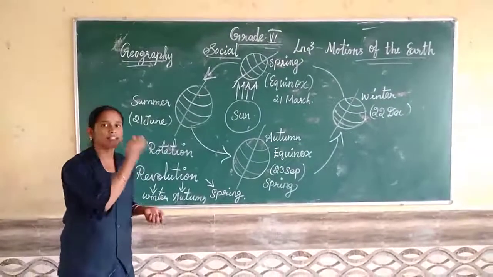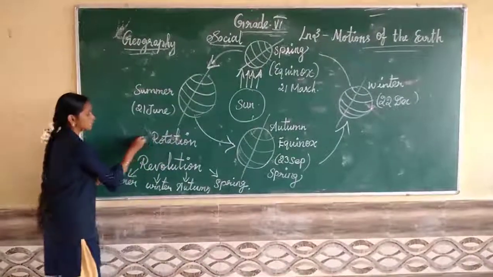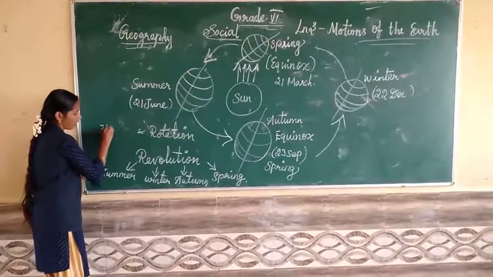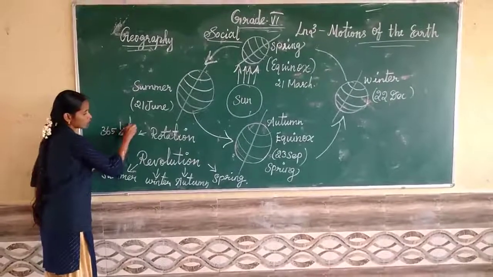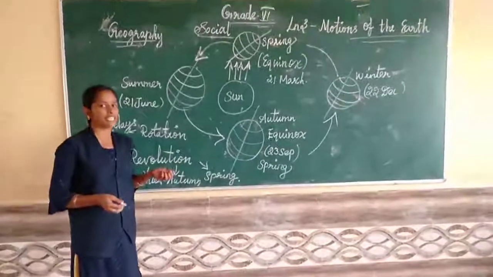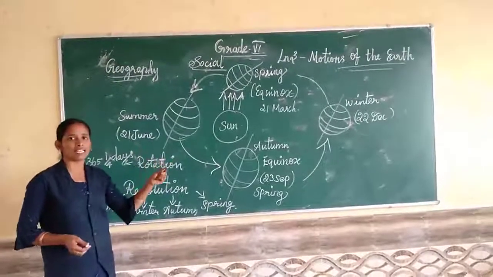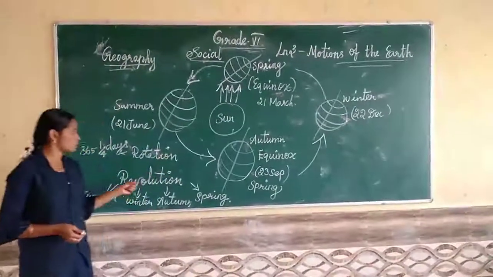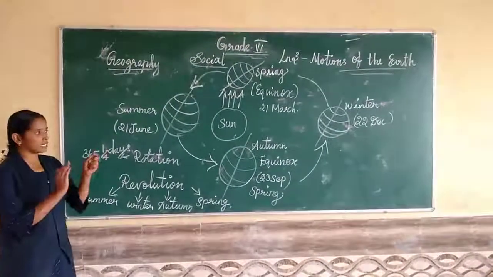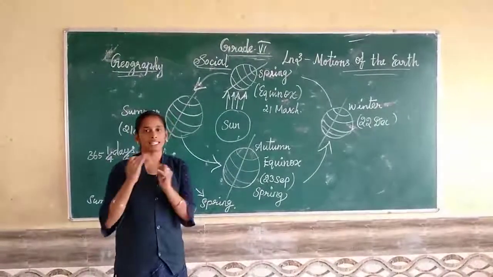How many days does the earth take to rotate? It is 365 and a quarter days. It takes this for one year. It is calculated per year. When the earth rotates, there is an equal day and night time.